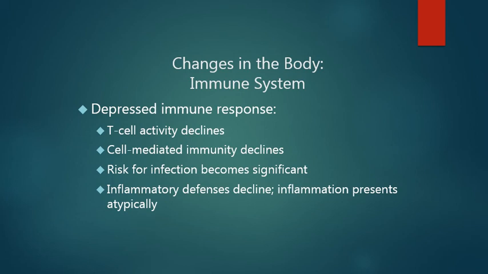They have T-cell activity declines, cell-mediated immunity declines. Their risk for infection becomes significant. We've already talked about respiratory, just talked about skin. All opportunities when you're in a hog house with manure, turkey house, chicken house, and you're with all that E. coli and all that bacteria, that risk for infection through the skin or through the respiratory is going to be much greater. The inflammatory defense declines and it presents atypically.